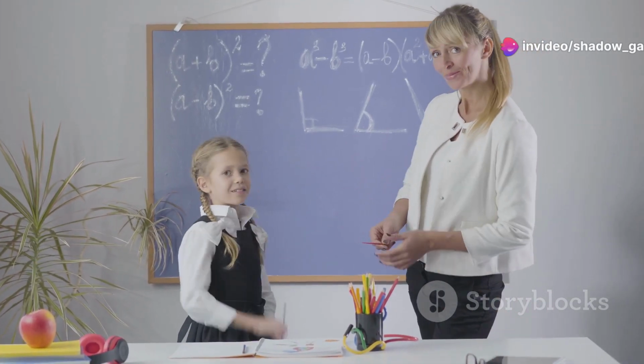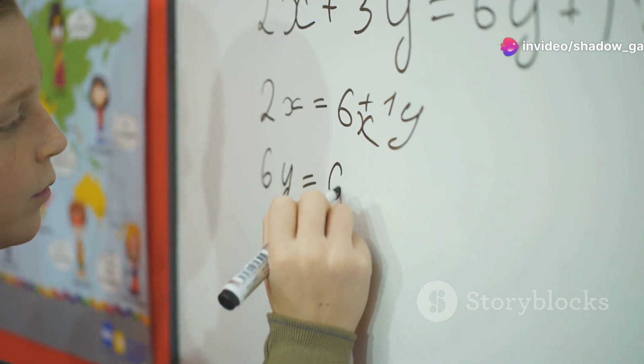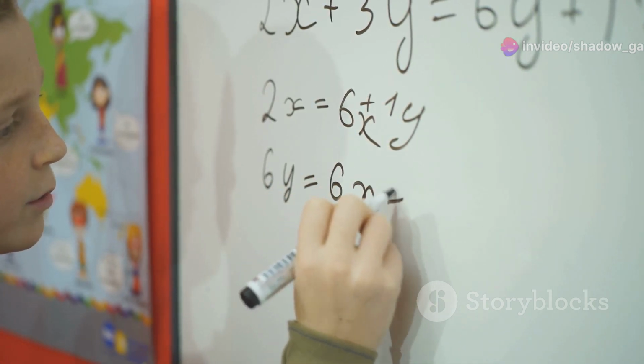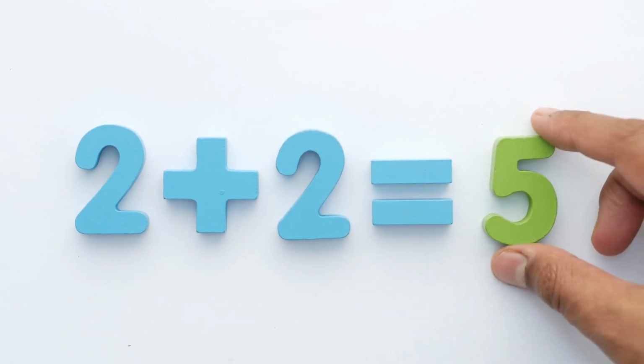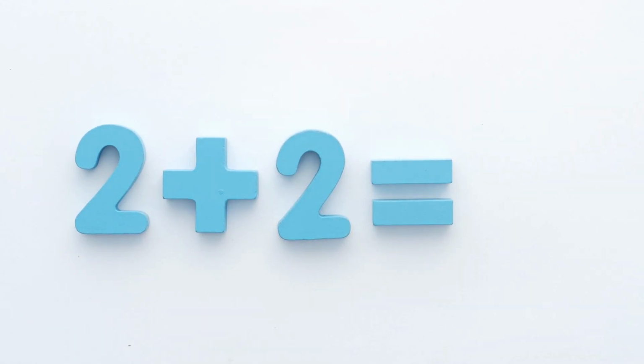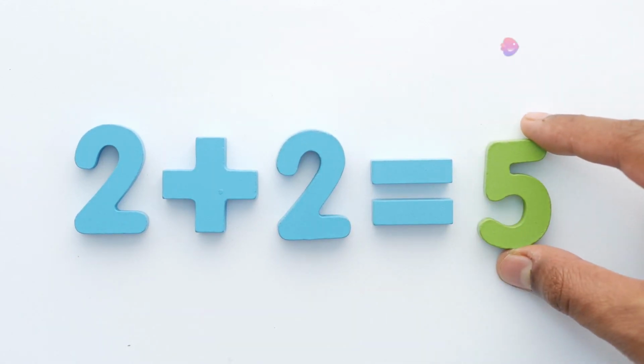2x plus 3 minus 3 equals 9 minus 3. This step ensures that the equation remains balanced. This simplifies to 2x equals 6. Now we have an equation where the variable term is isolated on one side.